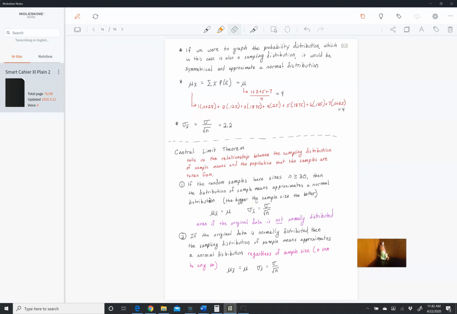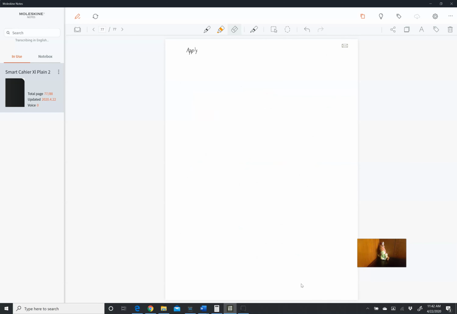So in one case, if we're trying to approximate a normal distribution, we have to look at the sample size. And in the other case, if it tells us that the original data is normally distributed, we don't care about the sample size. Okay, so let's apply it. And now this is very straightforward. And a lot of this is going to wind up being stuff that we've done before. Okay.